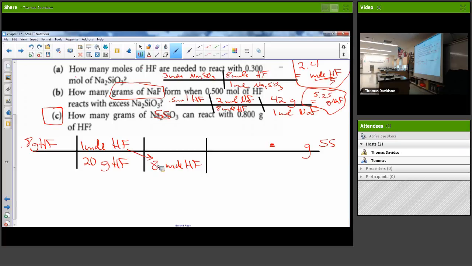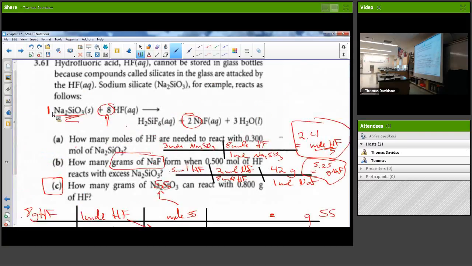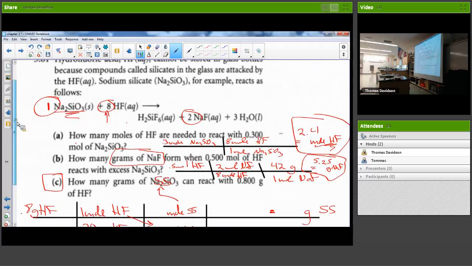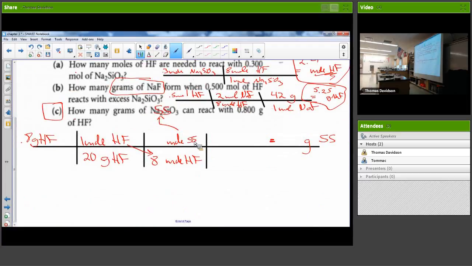8. What mole do I want on the top now? I want mole of my SS, which is really that stuff. And in my balanced reaction, it was this 1. So 1 mole of sodium silicate. I still don't want moles, so I put 1 mole sodium silicate per every, what did this mass end up being for this? 122? Okay.